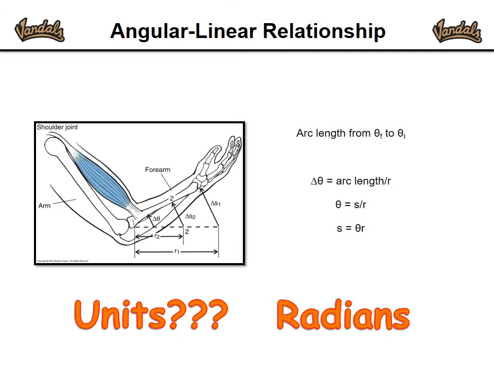So here we have the units, remember, radians. It's a unitless unit that we can use to identify and keep the units correctly. Remember, if we had degrees, then the arc length would be degree meters or degree centimeters or degree inches, and you can't have that. There's no such thing as that. So it has to be inches.